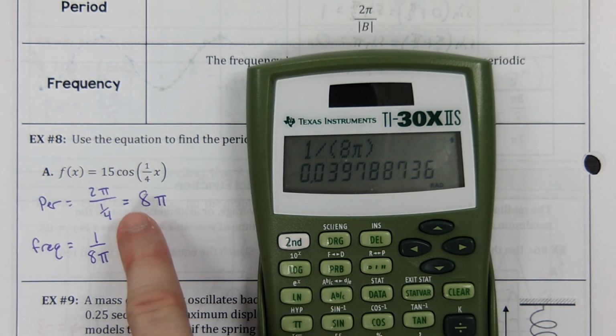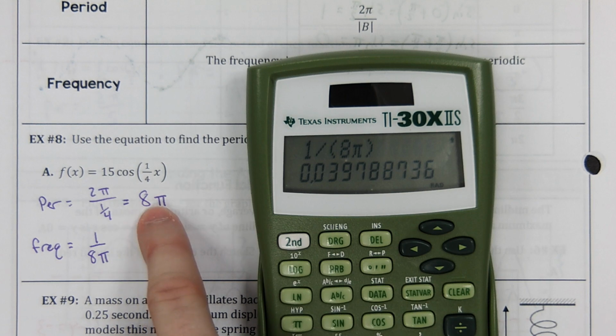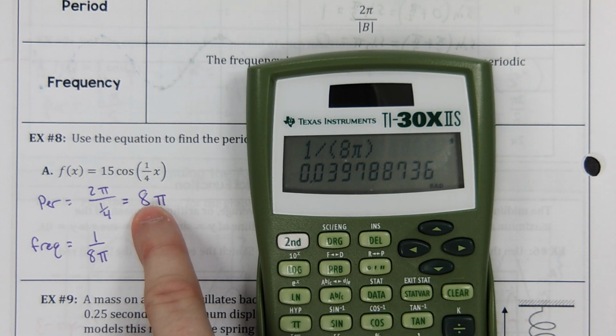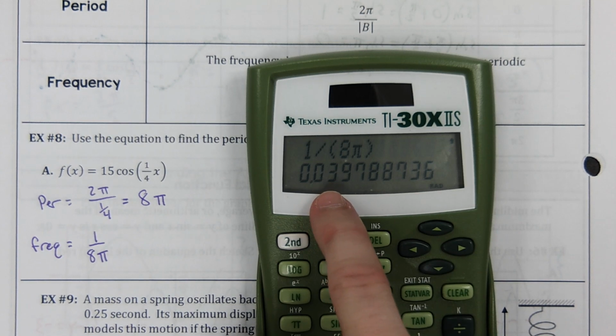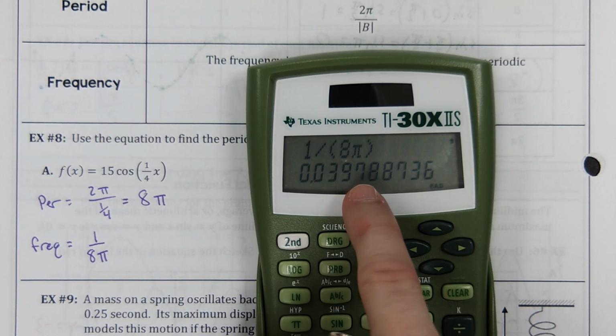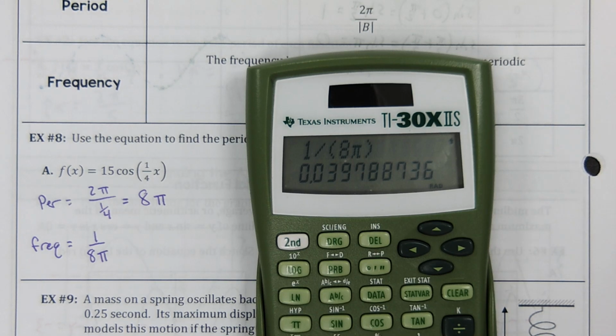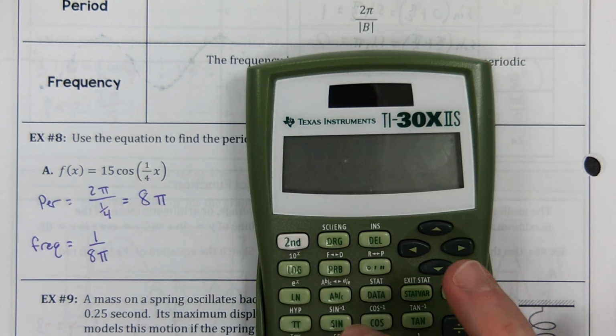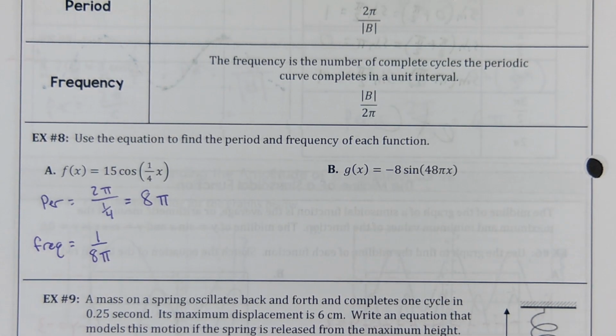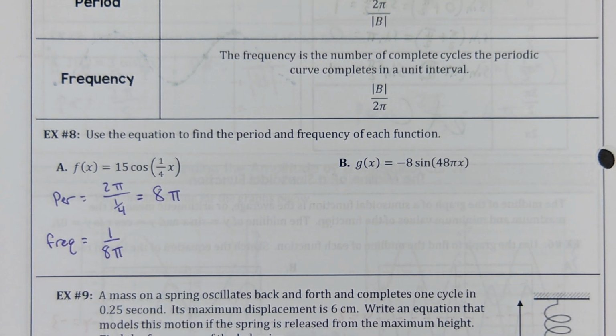So this says it takes 8 pi for one cycle. And this says there are 0.0398 cycles per 1 unit. That's all that says. So you just basically read it backwards. Makes more sense when you have a real world question to discuss, like waves occurring across time at the beach or something like that. Makes more sense.